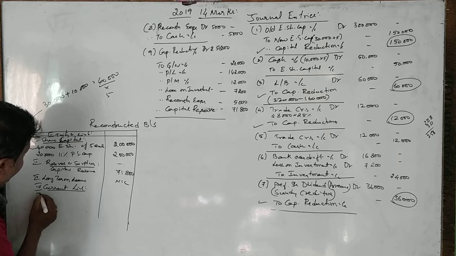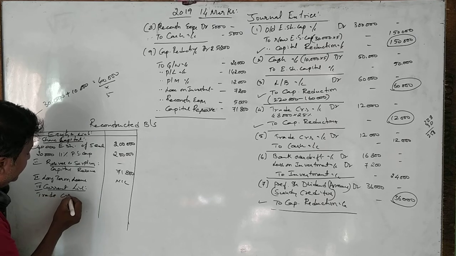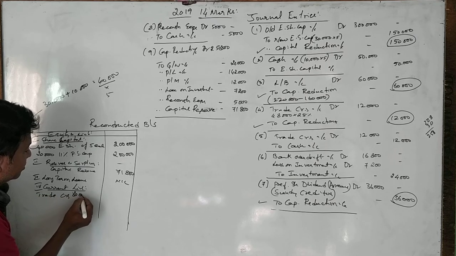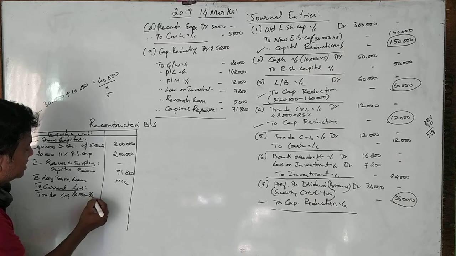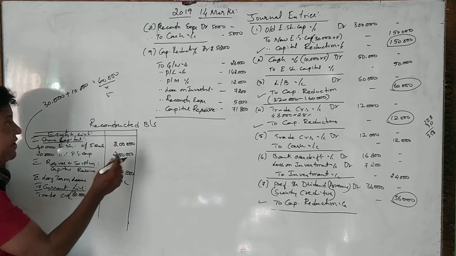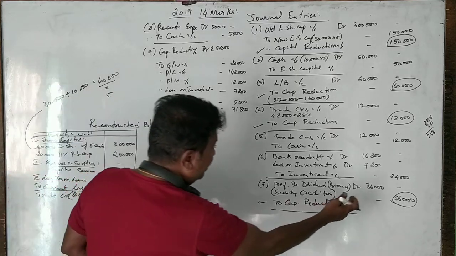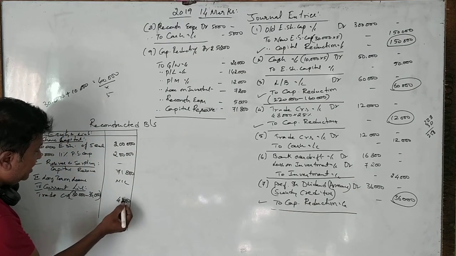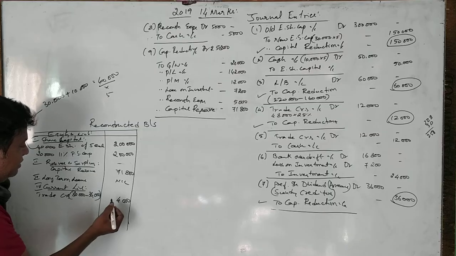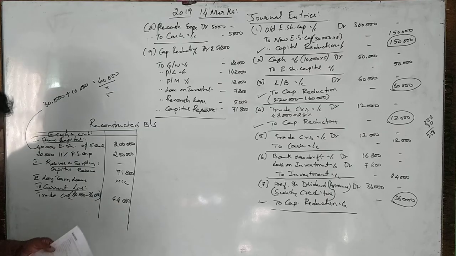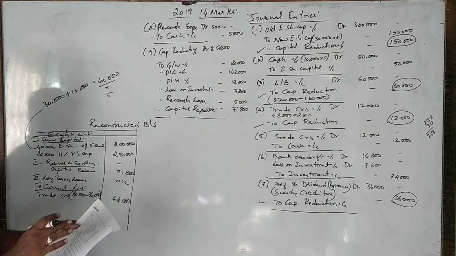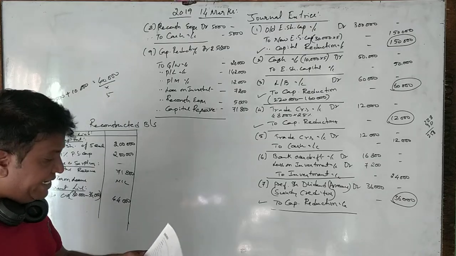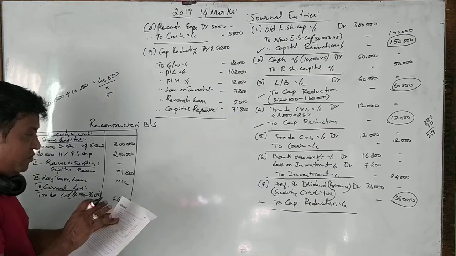Now, current liabilities: we have trade creditors. Trade creditors we had 80,000, in which 36,000 rupees is the arrears of preference share dividend that was included. Now I am taking it out here, so it is 44,000. And bank overdraft we have paid off, so don't take it back. Okay, now goodwill is no more.